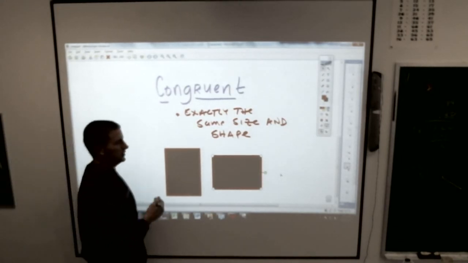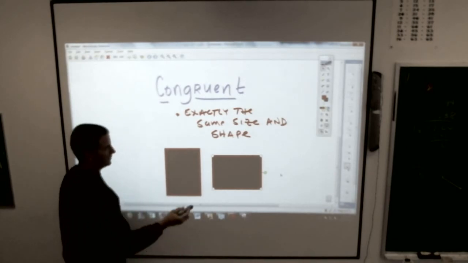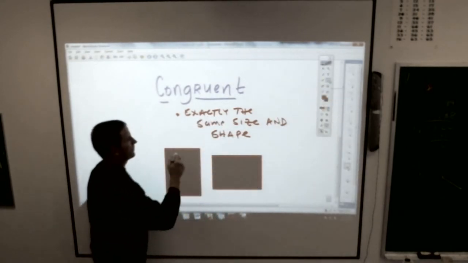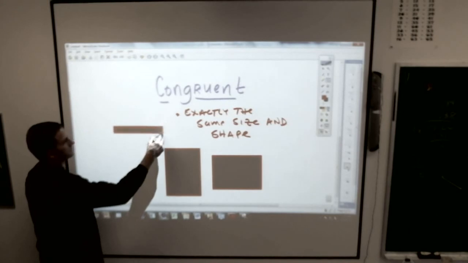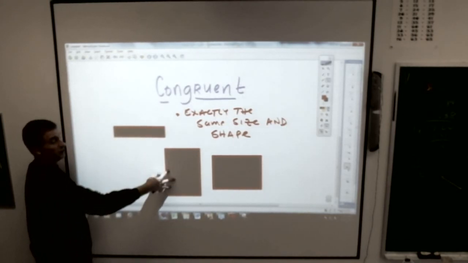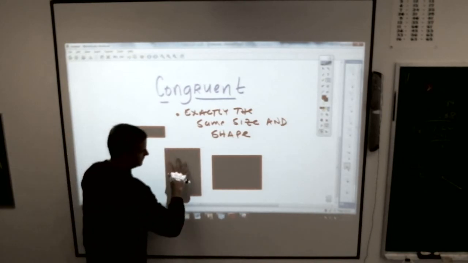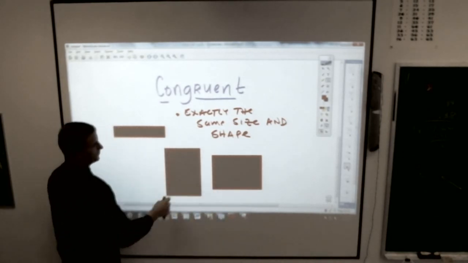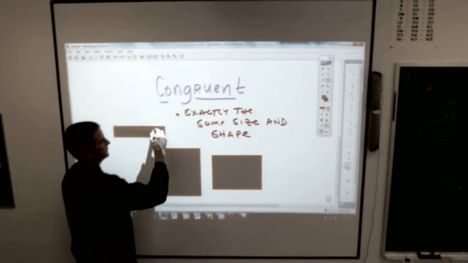Just because two things are rectangles, just because this is a rectangle and that's a rectangle doesn't make them congruent. They have to be the same size and the same shape. They have to look exactly alike. Let me get rid of this.